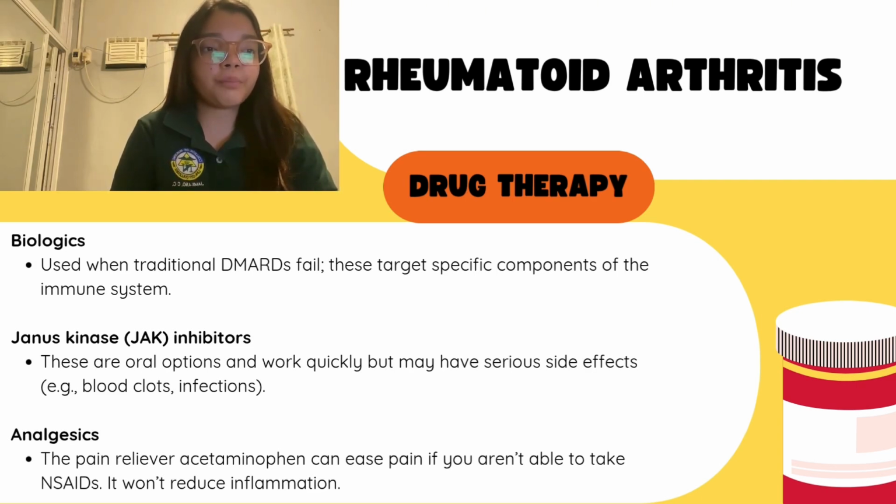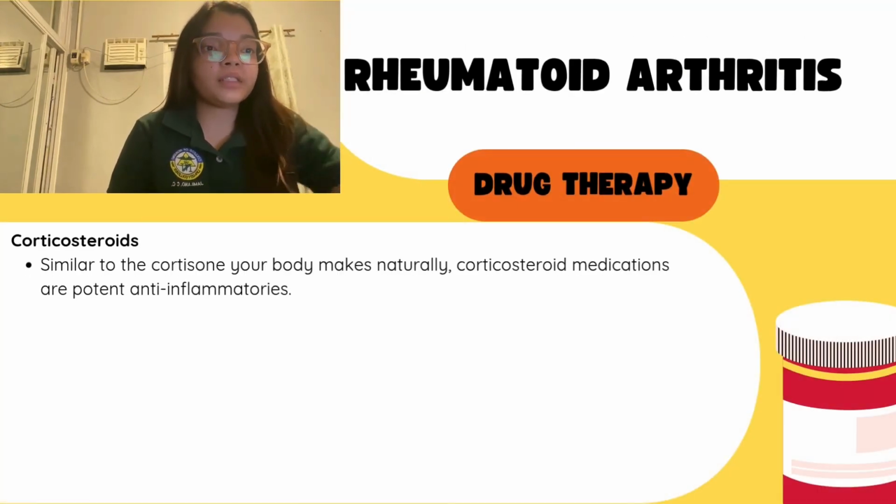Analgesic, the pain reliever acetaminophen, can ease pain if you aren't able to take NSAIDs. It won't reduce inflammation. Last is corticosteroids, similar to cortisone, which your body makes naturally. Corticosteroid medications are potent anti-inflammatories.